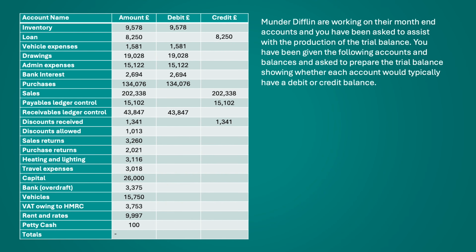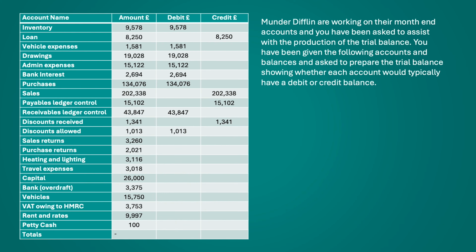Discounts allowed are the flip side of discounts received. It's discounts we've allowed our credit customers to have for paying the business within a certain time period. It would therefore be classified as an expense to the business and have an expected debit balance.